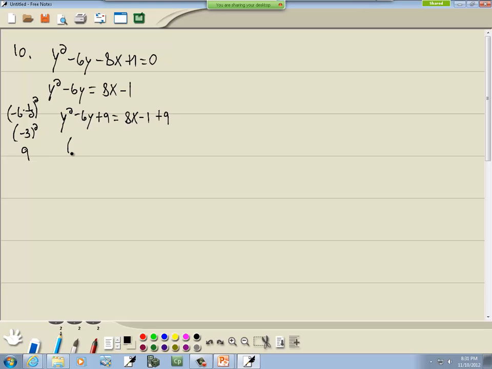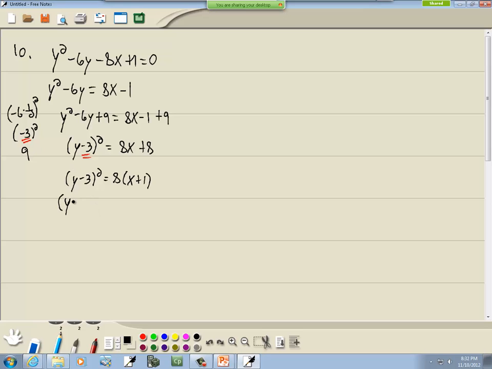Now this factors as y minus 3 squared, and -1 plus 9 gives us 8. Again, remember the trick. Whatever number's right here, right before you square it, is always what goes right here. Okay, so then we got y minus 3 squared, and we have to have parentheses before our x, so we'll factor out an 8. And that gives us x plus 1. And this is in standard form.